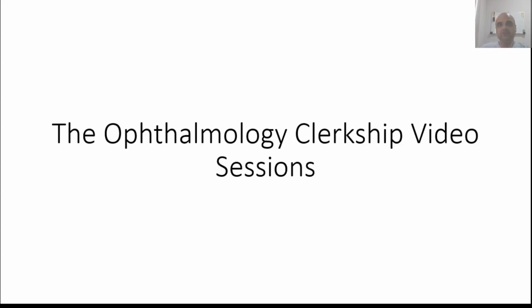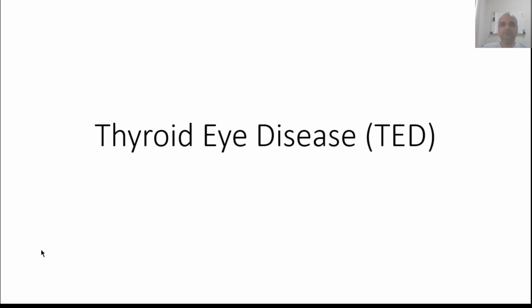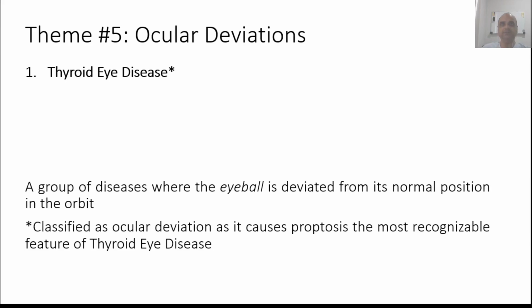What can we do? We do ophthalmology in the ophthalmology clerkship. Today we are starting off with thyroid eye disease, which is a double word differential in our last theme, which is ocular deviations. As the name suggests, ocular deviation is a theme that deals with when your eyes are no longer aligned. And in thyroid eye disease, we see two types of deviation.